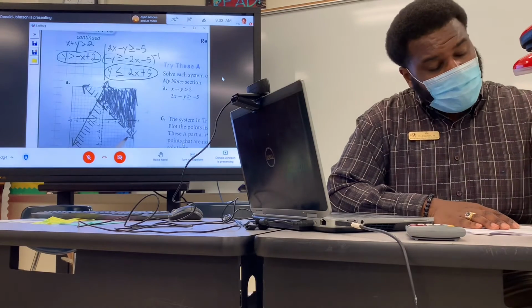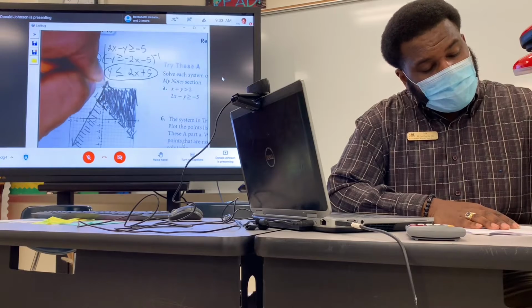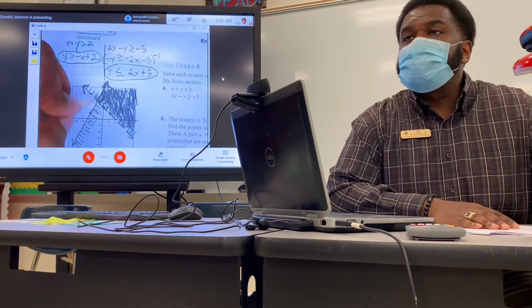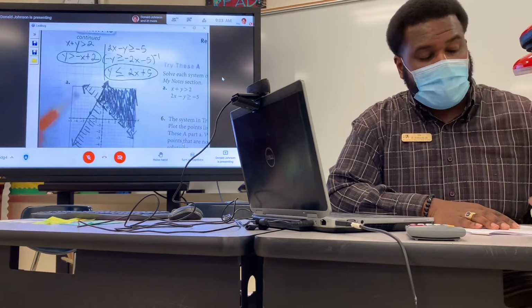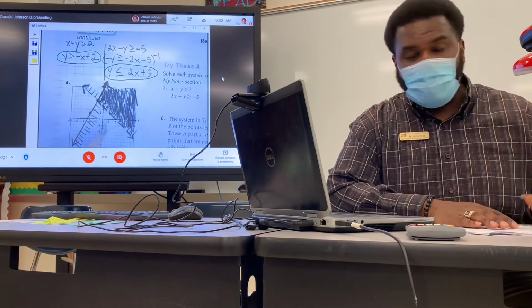Campbell, what about the ordered pairs on this piece of the boundary? Would these ordered pairs be included? Yes, because that's why it's solid. Because remember, this said or equal to. This doesn't say or equal to.